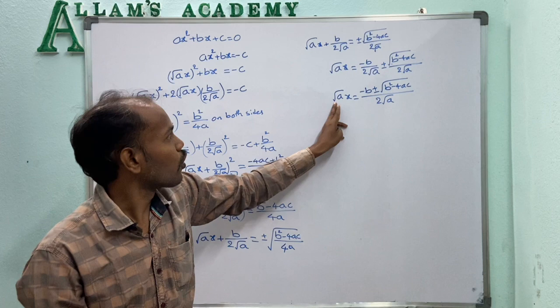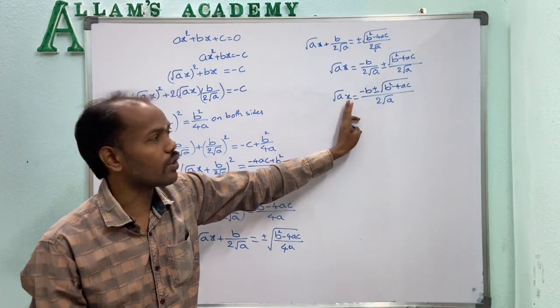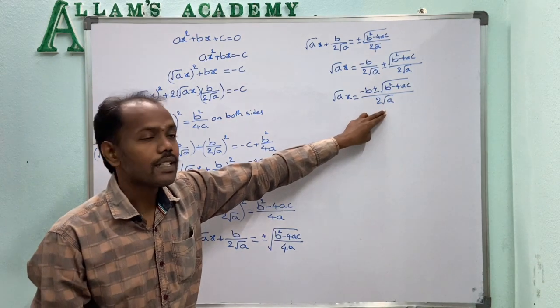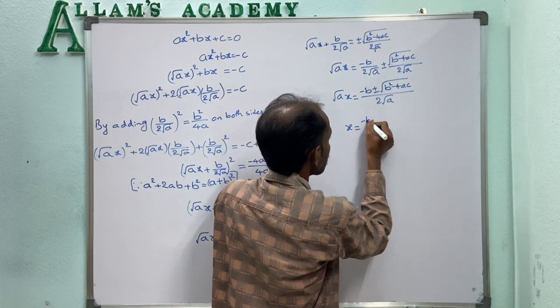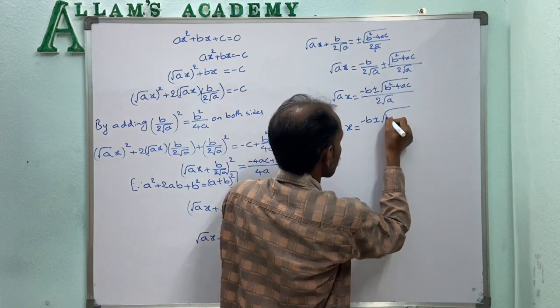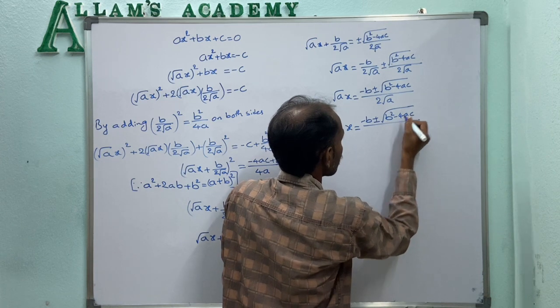We want to find the x value, for that purpose root a is transferred to this side. Root a is multiplying with x, so transferred to this side it will be dividing. So x is equal to minus b plus or minus under root b square minus 4ac by 2 root a into root a.